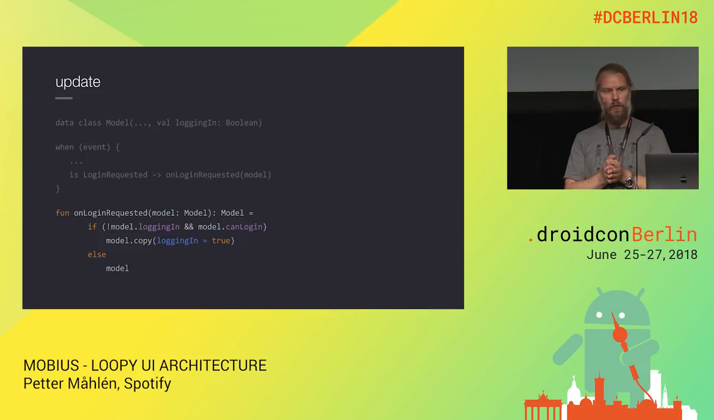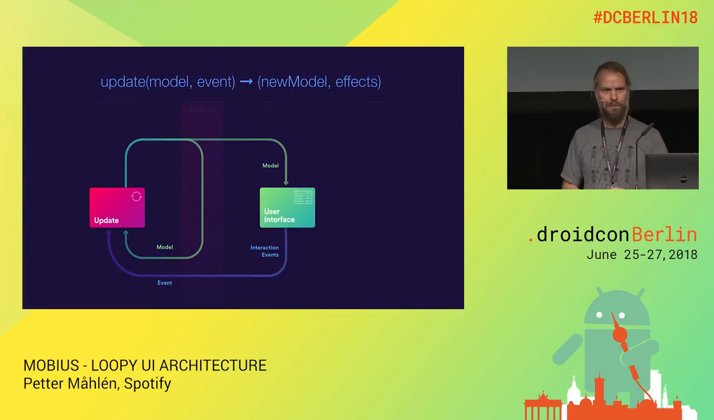So if we are not logging in at the moment, and we can log in, then we say, OK, we're now logging in. But if we're already logging in or we cannot log in, then we're just going to discard that event. It shouldn't actually be possible for it to happen. But if it does, like because of a race or some unforeseen condition, we should handle it anyway. So in this case, we're just going to ignore it. But now we're just saying that we're logging in, but we're not actually doing anything. So how do we do that?